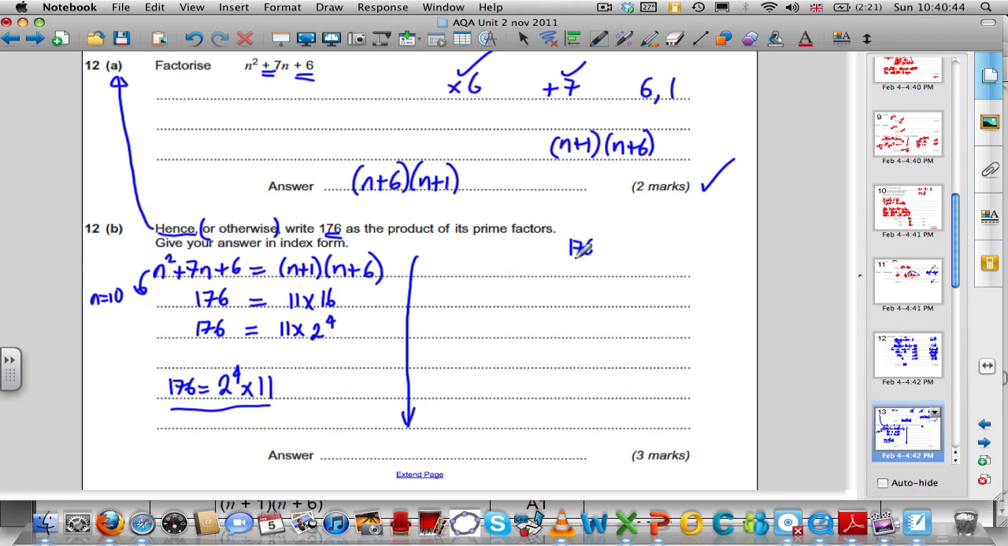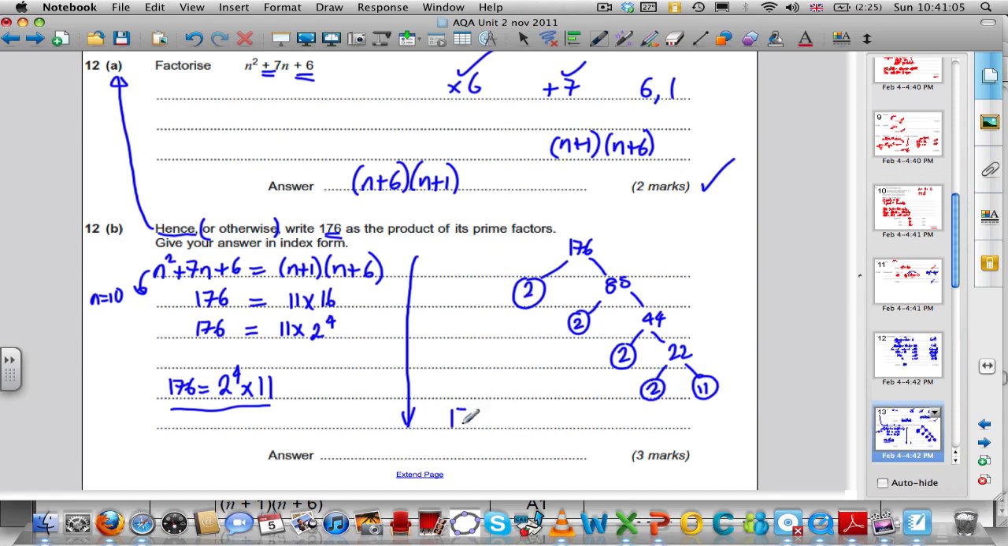Now the other way of doing it was the old school way. Write 176 down. The smallest prime that goes into it is 2. Circle it, and that would leave you with 88. Smallest prime that goes into that is 2. That would leave you with 44. Smallest prime into that is 2. That would leave you with 22. Smallest prime into that is 2. Would leave you with 11.